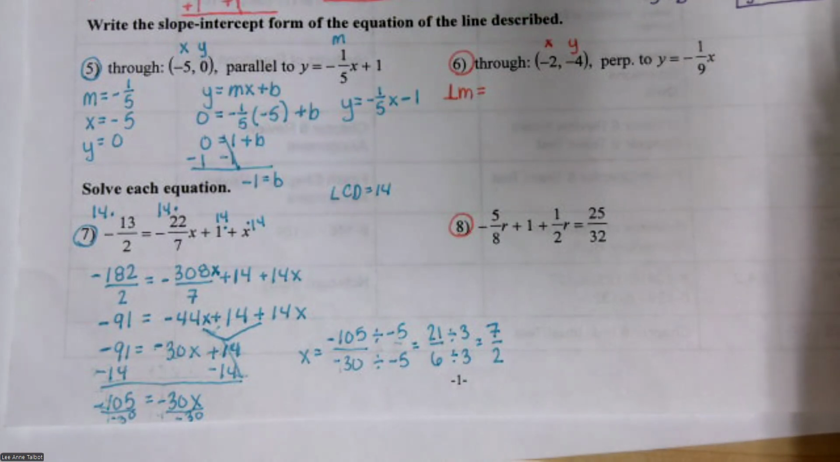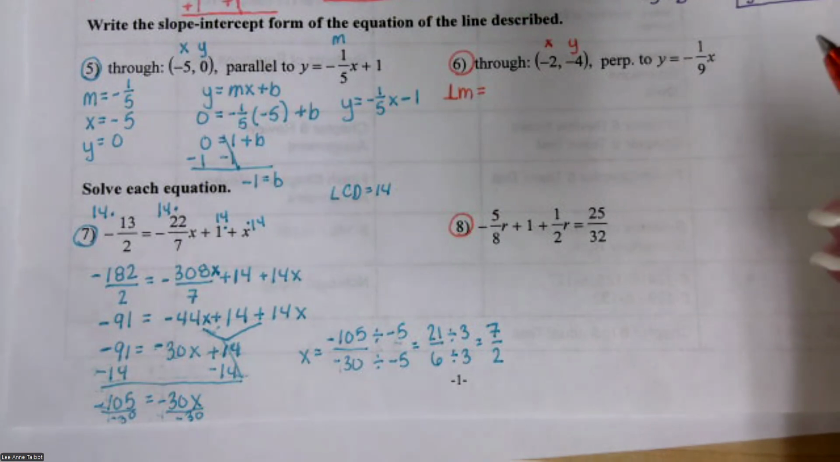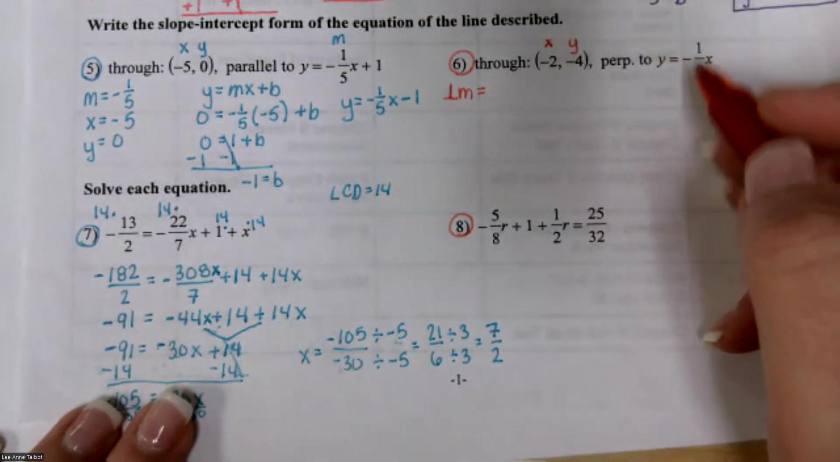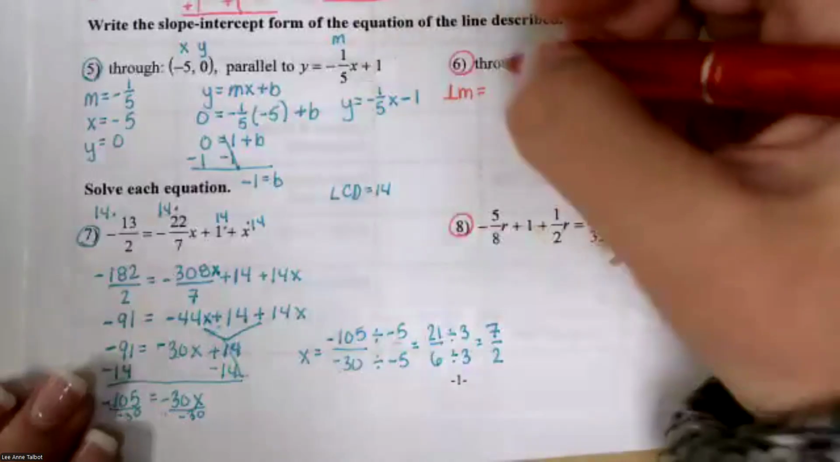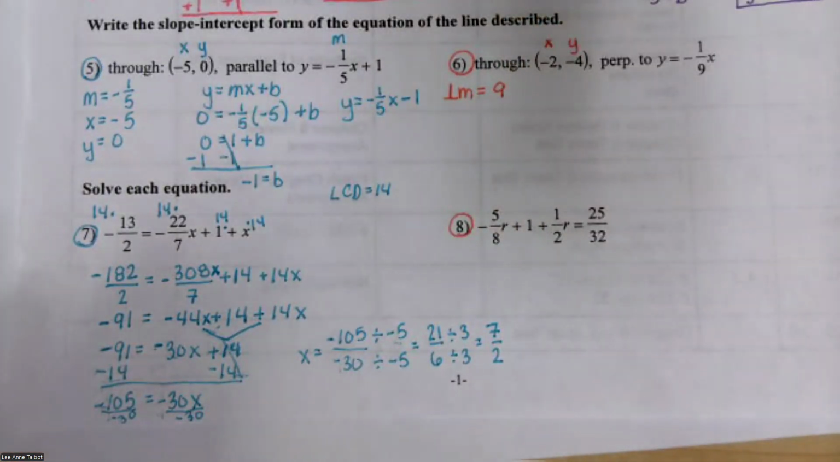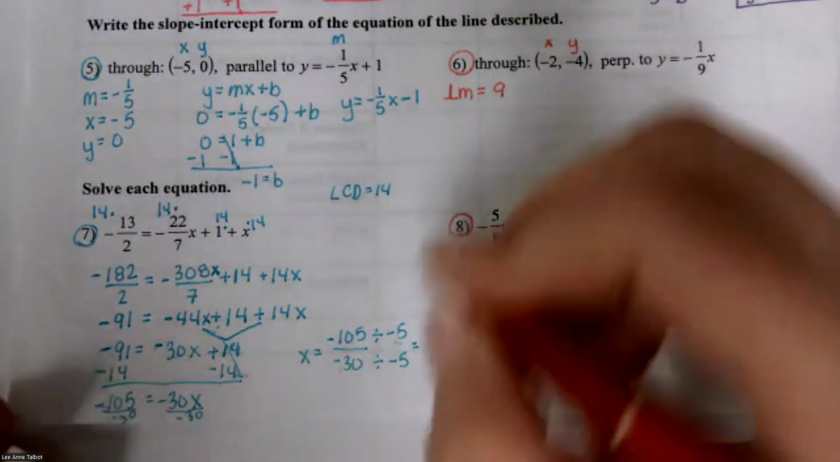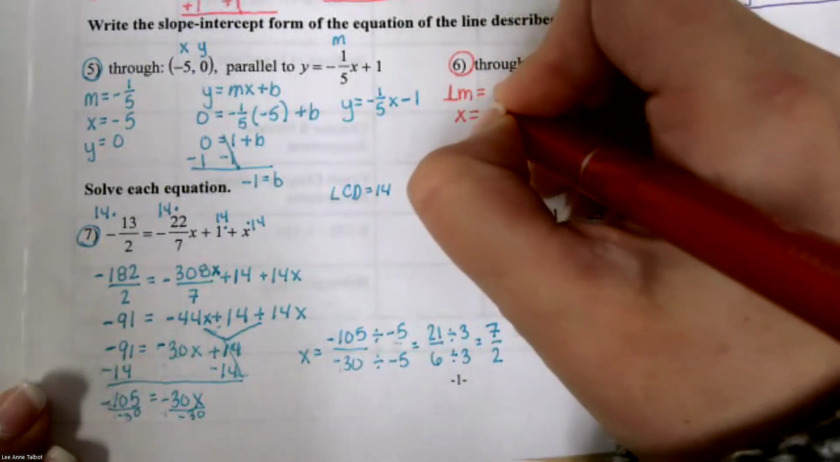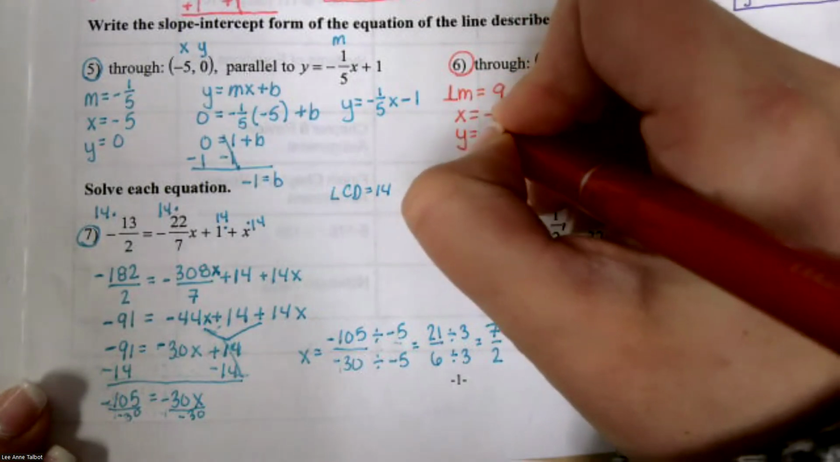Reciprocal and change the sign. Yes. Okay. So I'm going to flip this and make it positive. So it's going to be +9. And think about it like +9 over 1. X equals -2. Y equals -4.